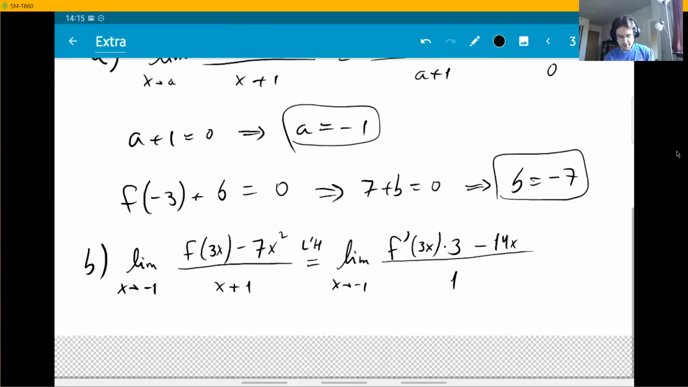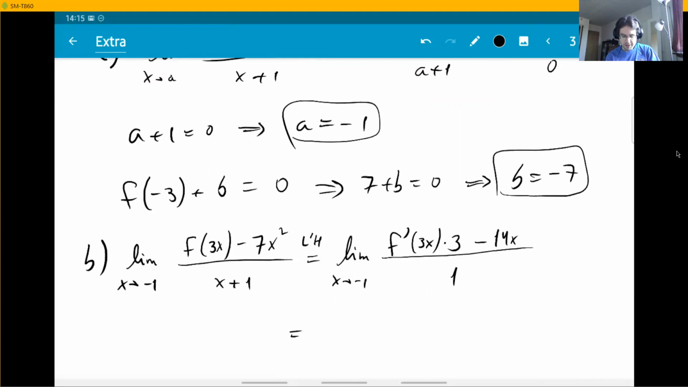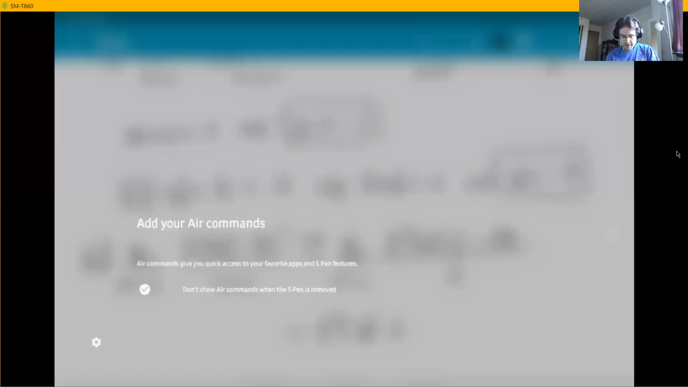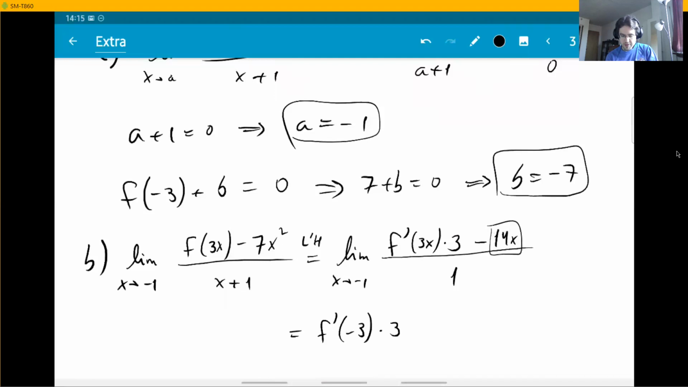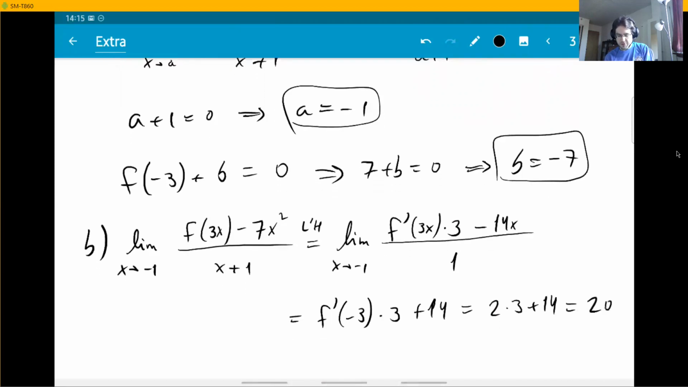This limit, is this something that we know by plugging in? Can we plug in x equals -1? That would give you f prime of -3. Here, 3x becomes -3, times 3. And then 14 times -1 with another minus in front, that's plus 14. Does this give us an actual number? Yes, it does. We know f prime of -3 in the problem. It was 2. If you go back up, you'll see that they gave us this value, and so this is a 20. Because we find a number here, the answer is this is equal to the original limit. So you have the answer.